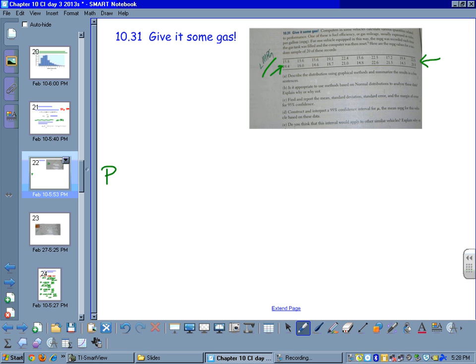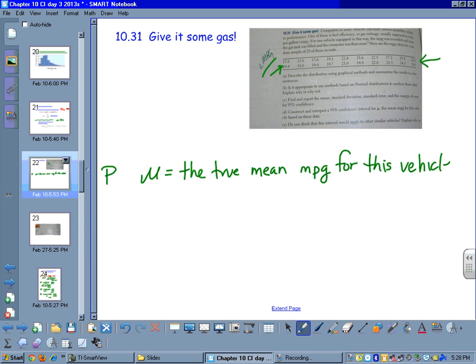Okay, step one of PANIC is to identify our population parameter. We are trying to capture the true mean miles per gallon for this vehicle. It doesn't tell us the make or model, but we are trying to find the mean miles per gallon for this vehicle based on these data. So I kind of just copied it out of the book.